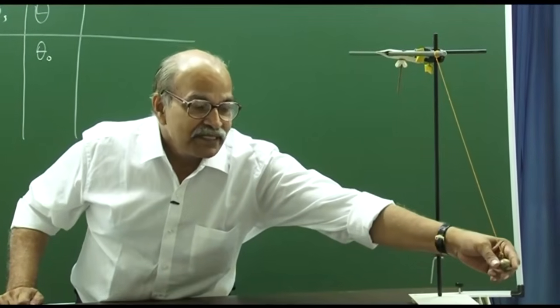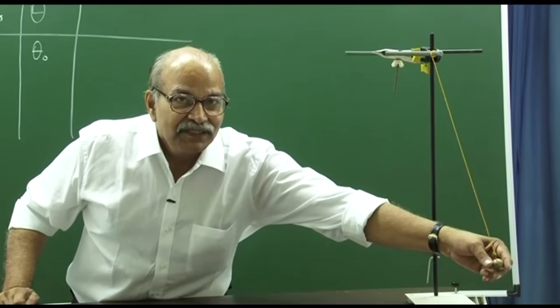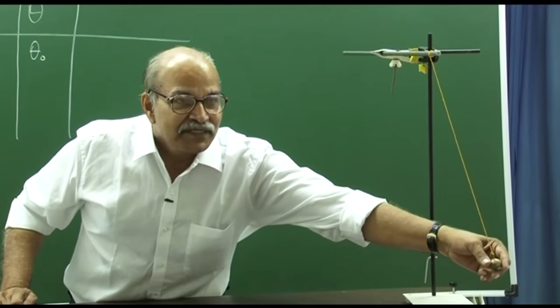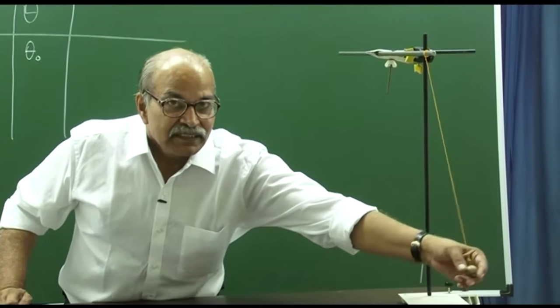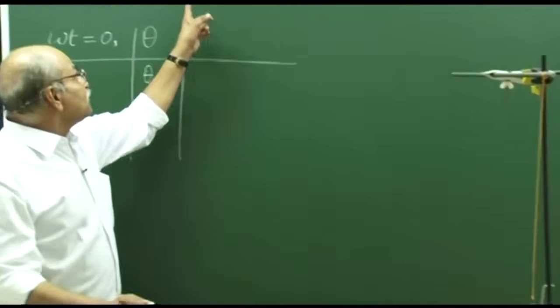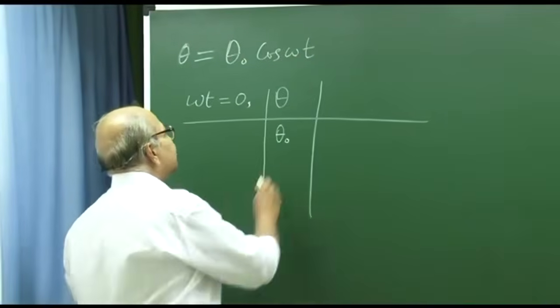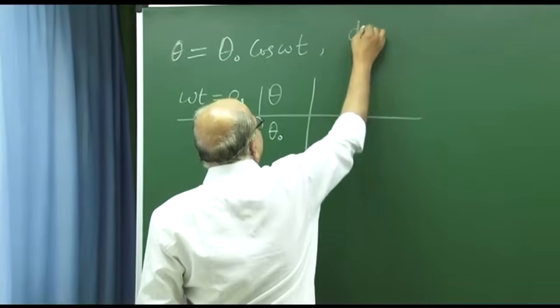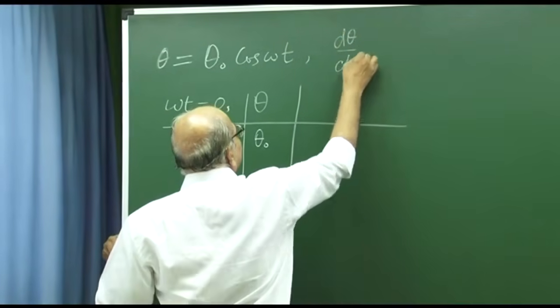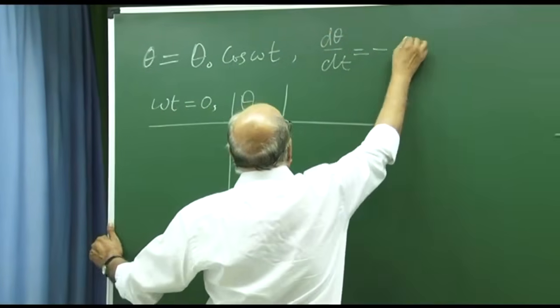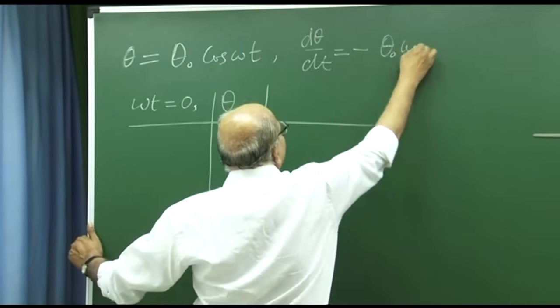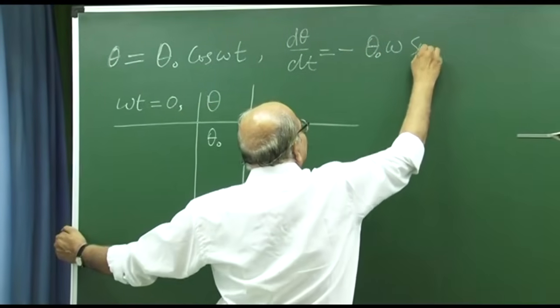And what is the velocity here? The angular velocity, it is 0. Once it is at extreme, the angular velocity is 0. That also will come from here. If this is theta, the angular velocity you can write d theta dt, and that will be minus theta naught omega sine omega t.